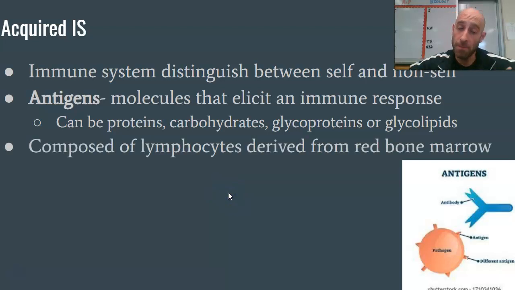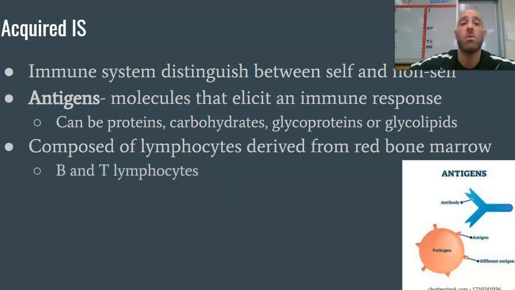What makes up the acquired immune system are going to be lymphocytes. So these are going to be lymphocytes that we talked about in the unit on blood that we just finished up. And where do these come from? They come from our bone marrow. It's a process called hematopoiesis, and basically our bone marrow develops all of our different blood cells. But the two that we're going to focus on here are the B and the T lymphocytes. Those are really what compose your acquired immune system.